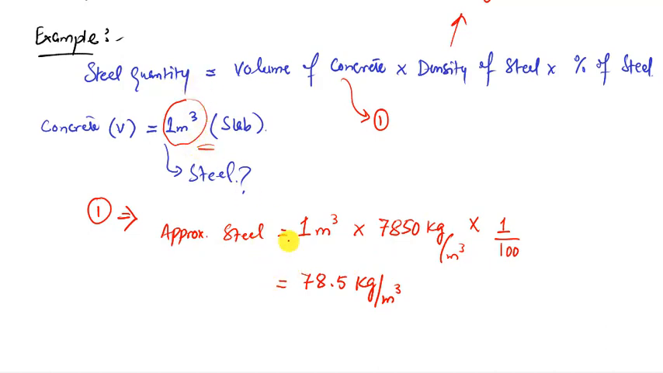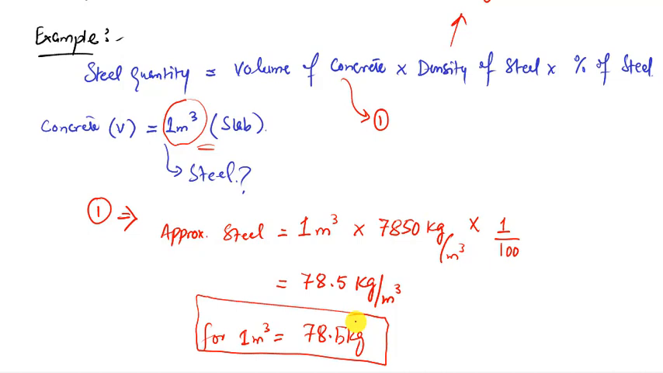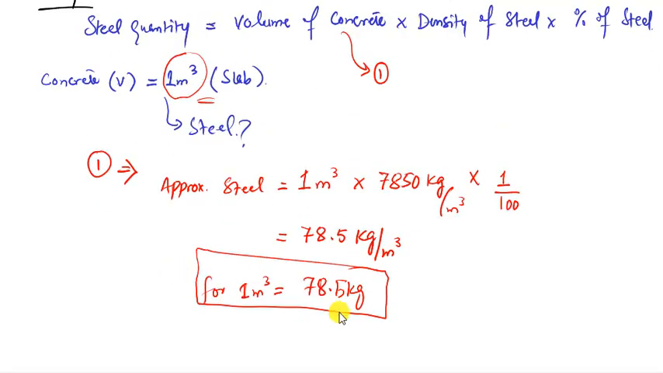So we have 1 meter cube, right? So for 1 meter cube we may need 78.5 kg of steel for this particular slab. So this was an example. So within few seconds you can find out the approximate value. So wherever you need to solve or find the quantity of steel and you have time limitations, you can use these thumb rules, right?